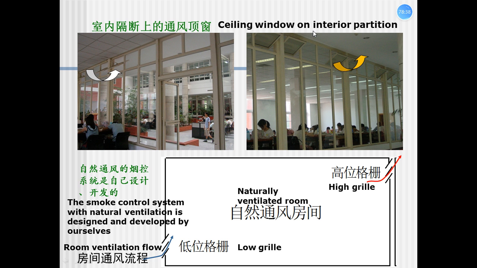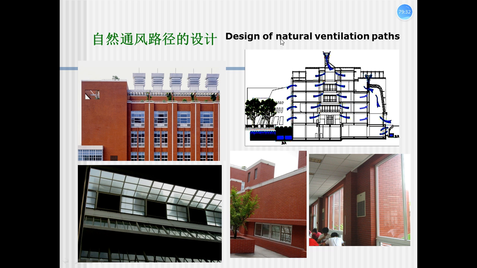Ceiling window on interior partition. The smoke control system with natural ventilation is designed and developed by ourselves. Room ventilation floor. Low grill, naturally ventilated room. High grill. Design of natural ventilation.